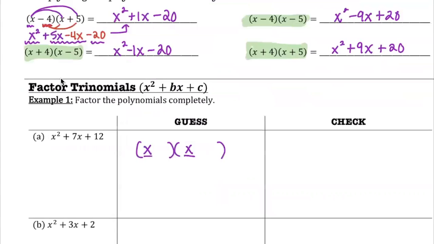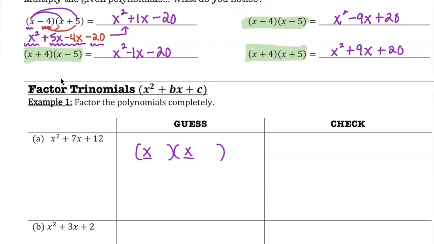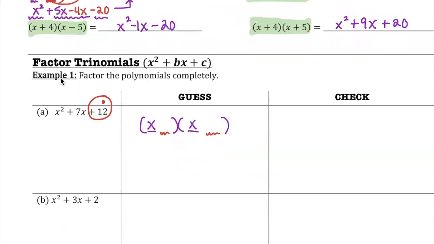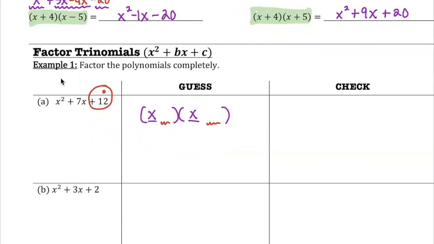So in mine down here, whatever's going to go in this spot and this spot have to be things that multiplied to give me a positive 12. Now here's where we have some decisions to make, because there aren't just one set of numbers that multiplied to give me 12. If we list out some factors of 12, we could do 1 and 12, 2 and 6, 3 and 4, and those are my only factors of 12.